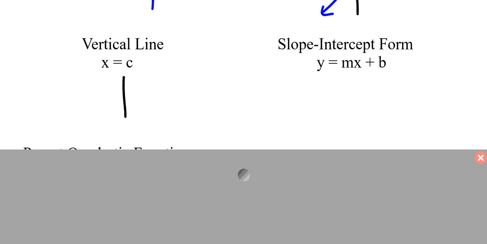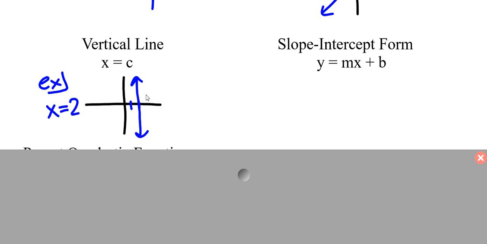Now, notice I did not call this a function, because it would not be a function. An example of this: I could say x equals 2. If x equals 2, then we just have a vertical line at 2. We have looked at this using just a number line, and then it would be a point. But if we're looking at a coordinate plane, it would be the whole vertical line of x equals 2.